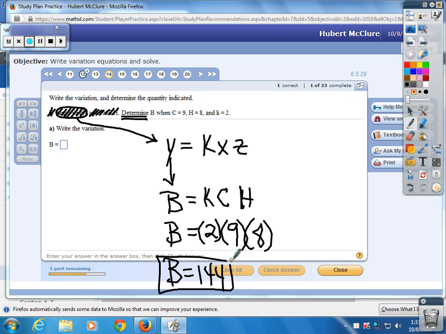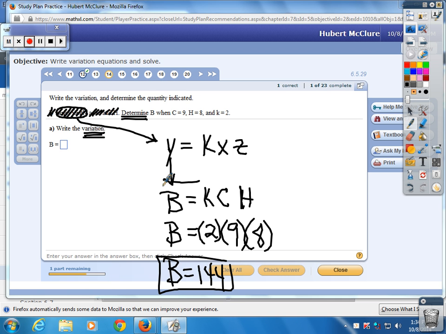Now, the variation right here, what did I tell you variation meant? Did they ask you for the variation? This is a type 2. What do they ask for? Are they asking for a number or are they asking for a formula? They're asking for a formula, Hubert. That's right, an equation. When you see variation, that means they're asking for an equation.